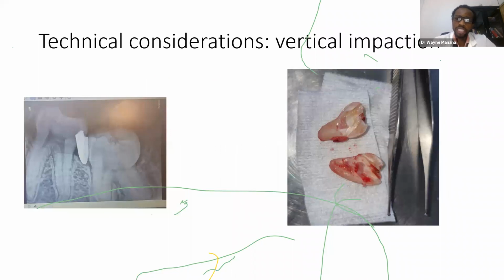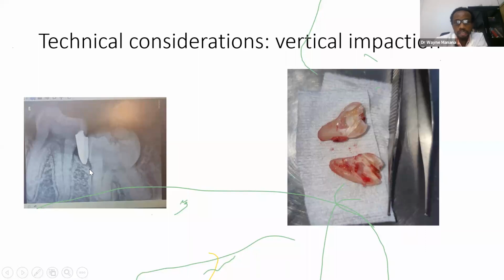And some few technical considerations for vertical wisdom teeth. So you remember when we looked at assessing the degree of difficulty, different scales that have been used, we know that the vertically impacted tooth is one of the most difficult extractions. It usually looks innocent, and particularly if it is on the same occlusal plane.